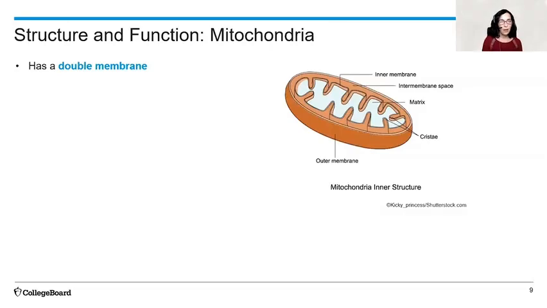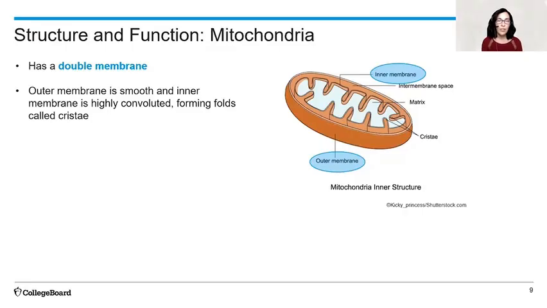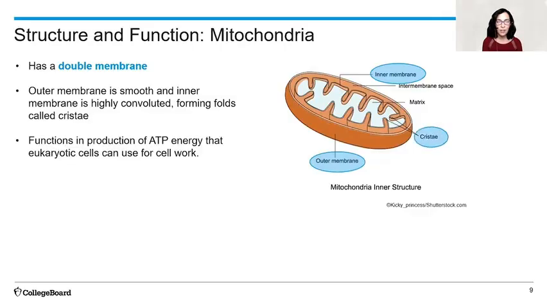The next membrane-enclosed organelle we have is the mitochondria, and mitochondria actually have double membranes. So we have an outer membrane and an inner membrane. The outer membrane is smooth, while the inner membrane is highly convoluted, forming folds called cristae. And the mitochondria functions in production of ATP energy for the cell that the cell can then use to do work for itself.